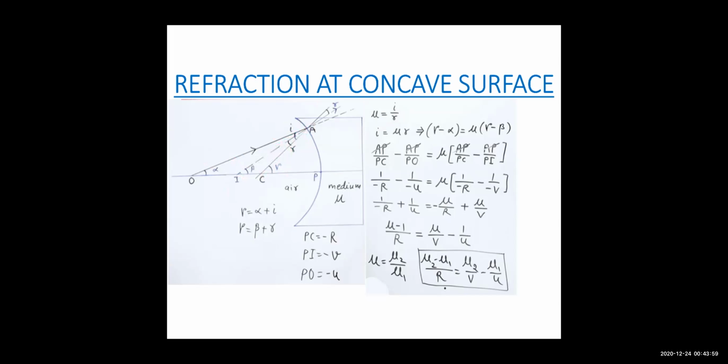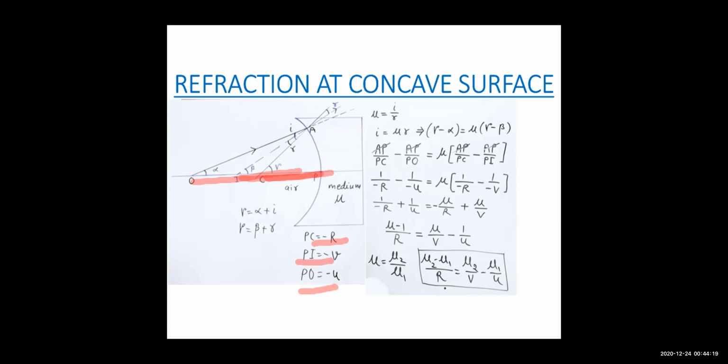Now we know PC is the radius of curvature, which is on the left hand side, in the opposite direction to the incident ray, and so it is negative. Next, PI is the image distance, which will be denoted by minus V, and PO is the object distance, which will be denoted by minus U.